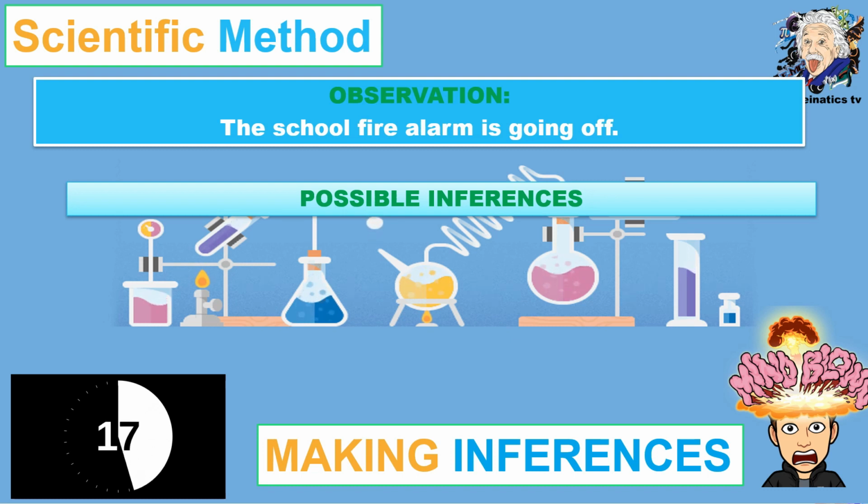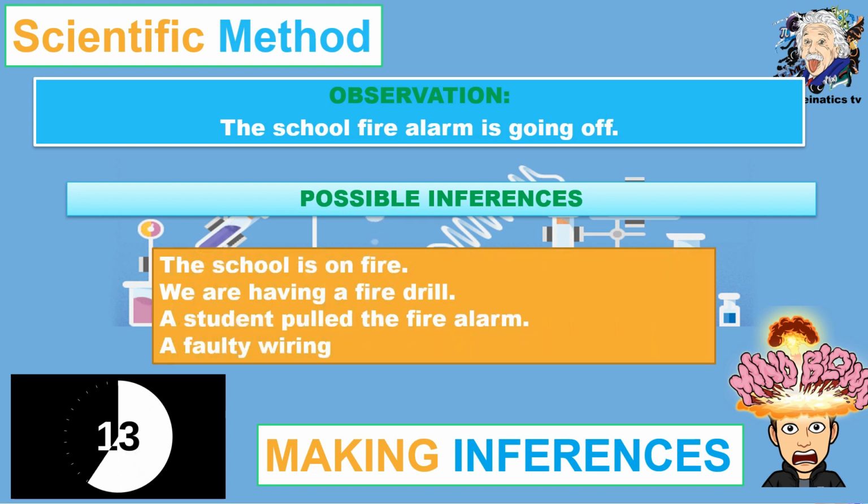Okay, so the possible inferences for the school fire alarm going off is that the school is on fire. That's the most probable one. Or the school is having a fire drill. Or a student pulled the fire alarm. Or maybe it went off because of faulty wiring.